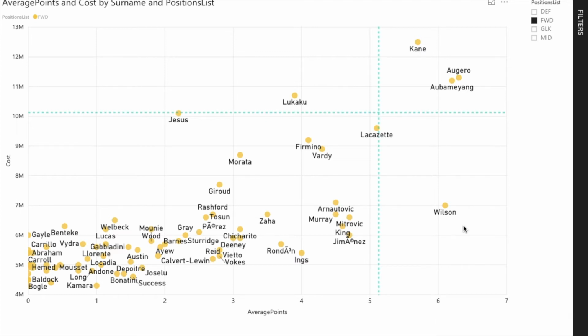In terms of team structure, for example, if you were to play 4-4-2 for game week 16, I suggest you partner a premium forward, say Harry Kane, with a budget forward, Wilson, or you have Aubameyang and Wilson. But if you are investing your money elsewhere and you would like a budget forward and you don't quite have the money, then Arnautovic, Murray, Mitrovic, King, and Jimenez are your budget forwards.